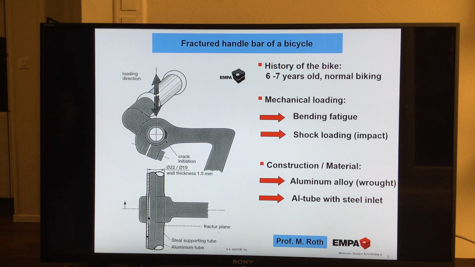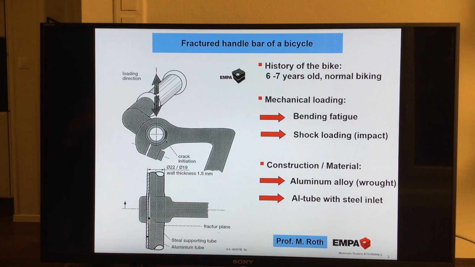And now I tell you something. This handlebar fractured during biking. So the one who was biking fell down and was heavily injured, and the fracture occurred in this plane here. Look carefully in this plane. What do we already realize? It's obviously in the transition zone between the steel inlet, where it is finishing, and the aluminium tube.